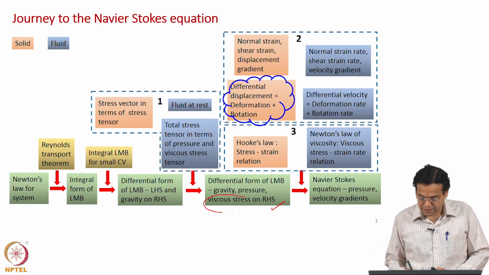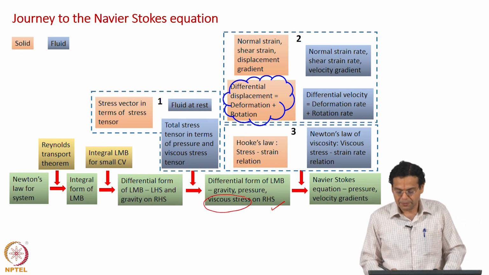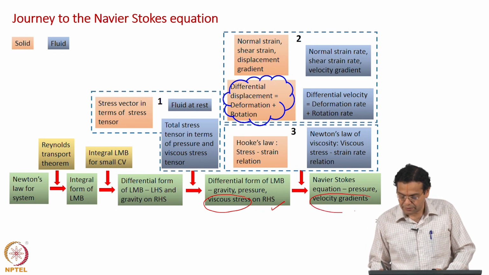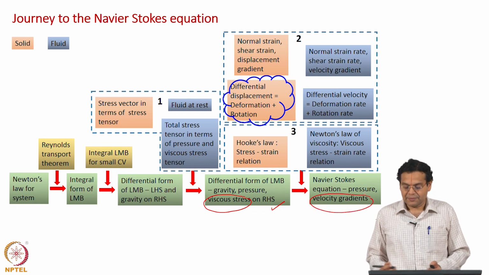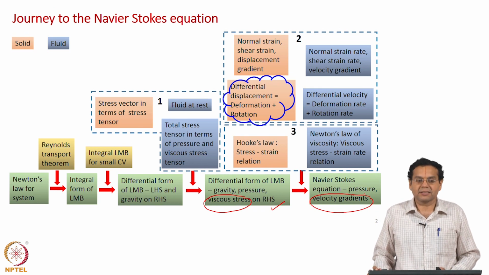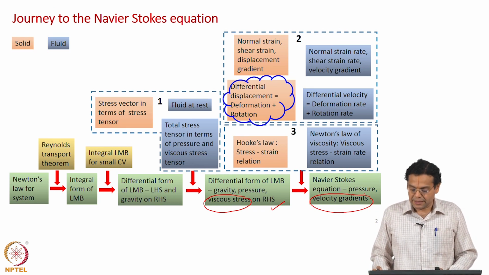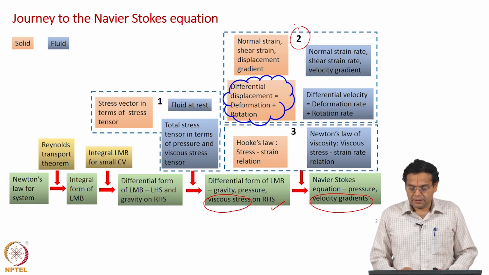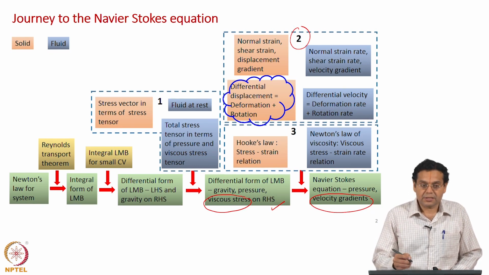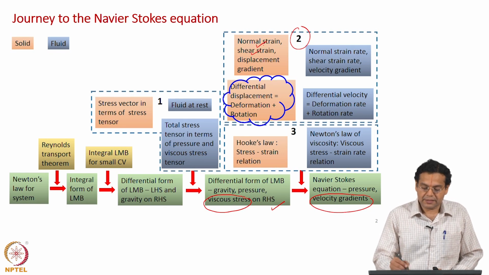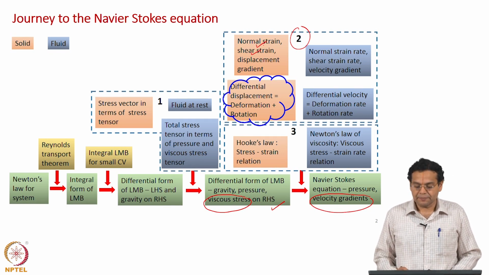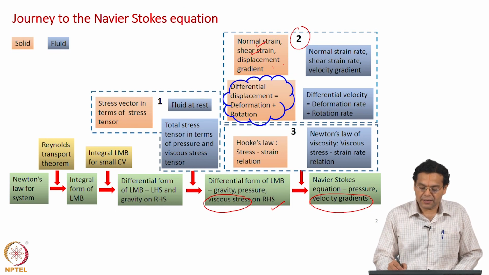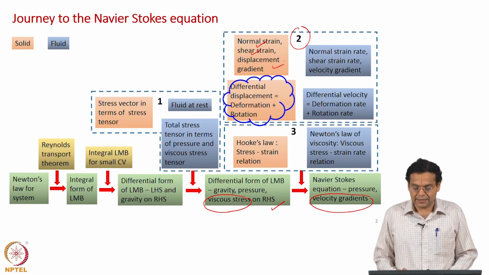The viscous stresses on the right hand side were unknown. We need to relate them to the velocity gradient. I think now we can have some feel for velocity gradient, having discussed displacement gradient. To understand velocity gradient, we came to solid mechanics, so that you can understand displacement gradient. We introduced normal strain, shear strain, we also discussed rotation, displacement field and displacement gradient. That is where we stand.